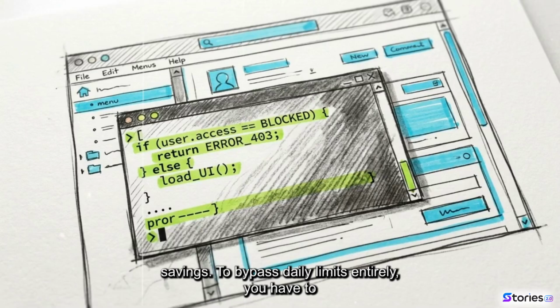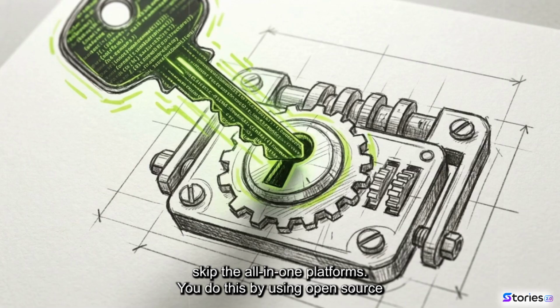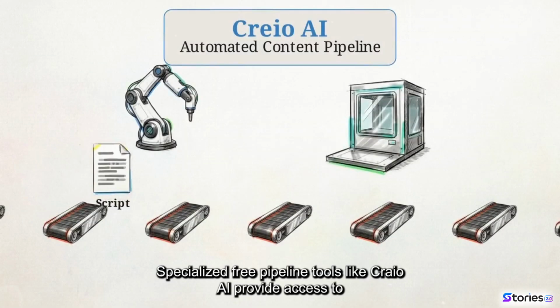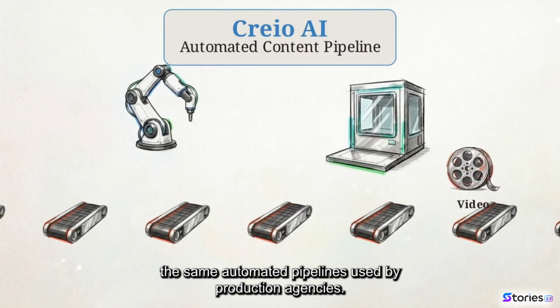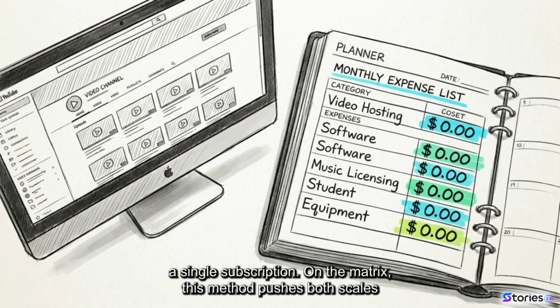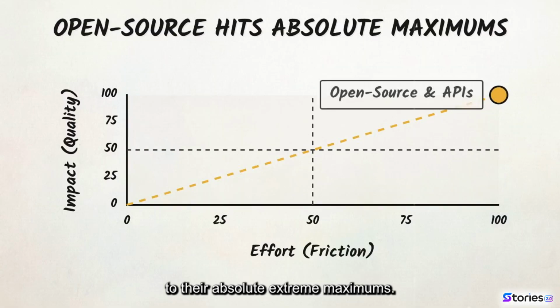To bypass daily limits entirely, you have to skip the all-in-one platforms. You do this by using open-source GitHub codes and plugging in free API keys. Specialized free pipeline tools like Creo AI provide access to the same automated pipelines used by production agencies. You can generate a complete script-to-video workflow for a faceless channel without a single subscription. On the matrix, this method pushes both scales to their absolute extreme maximums.